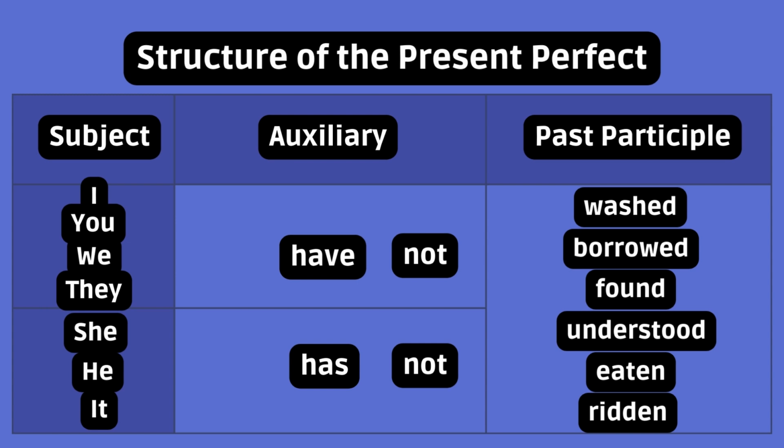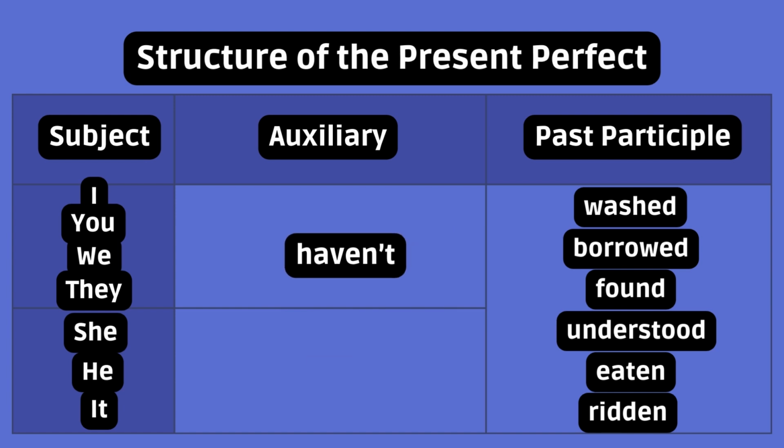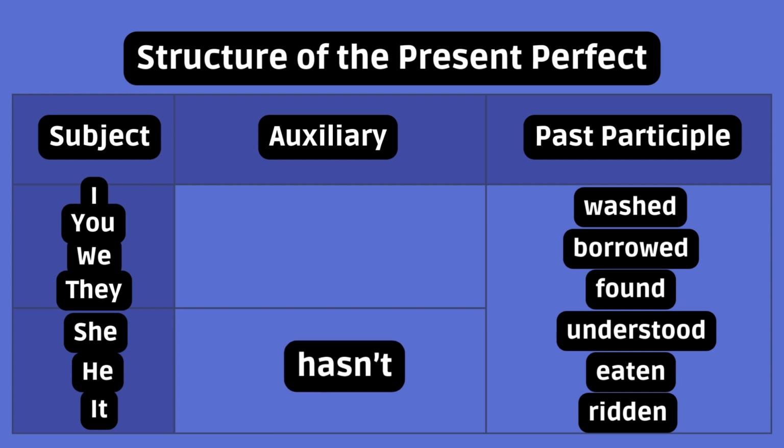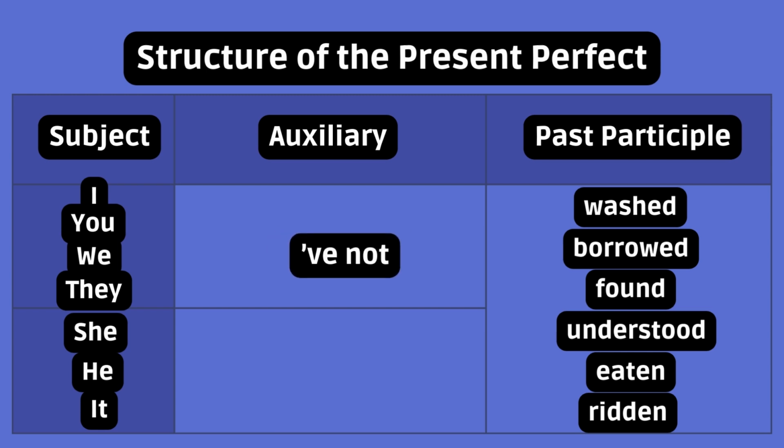The usual contraction is with have or has and not, giving you haven't and hasn't. But you can keep the contraction of the subject and have or has, plus not, to emphasize the negative form. I've not, you've not, and so on. But the former contraction is much more common.